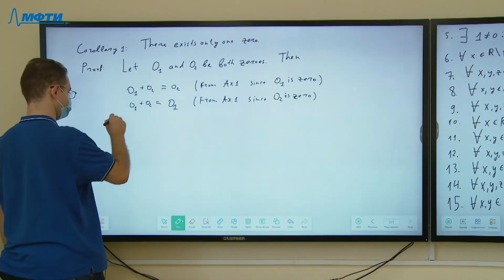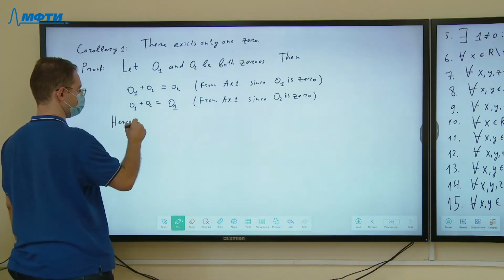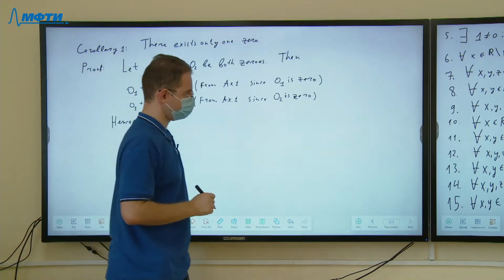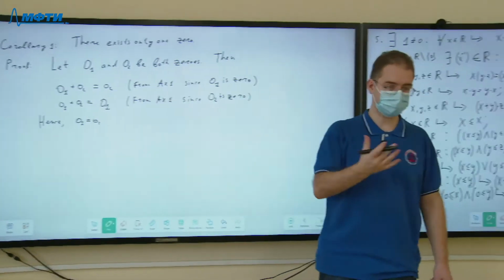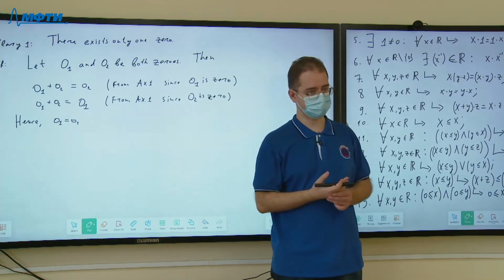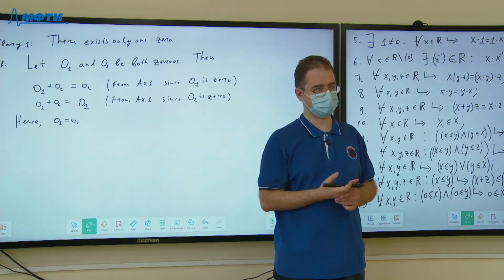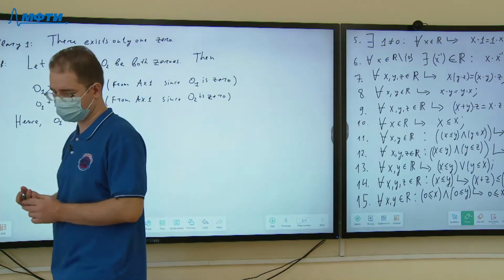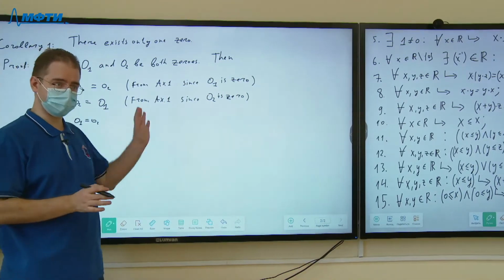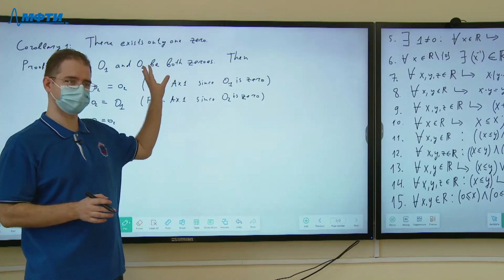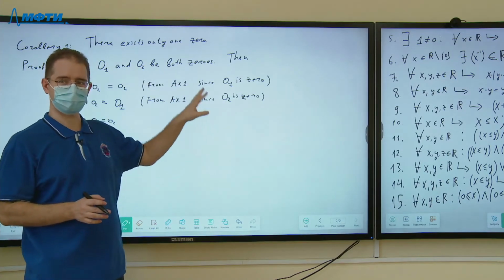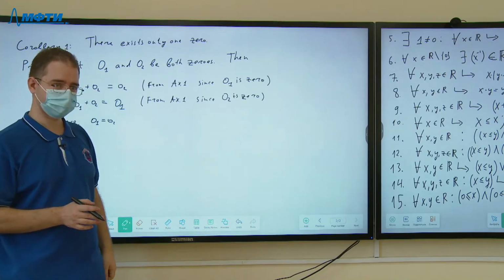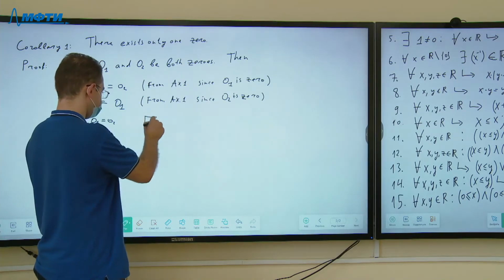Hence, O1 equals O2. So if we have any two elements that satisfy the first axiom, then they are the same element. Note that this is a very simple idea, and you already knew this way before, but this is still something that needs to be proven. End of proof.